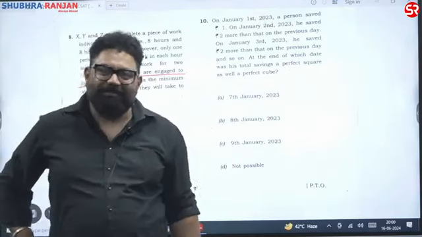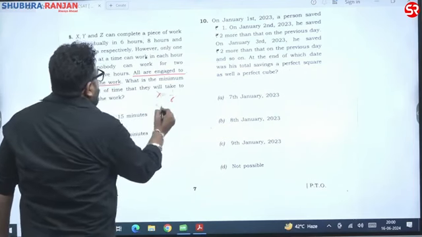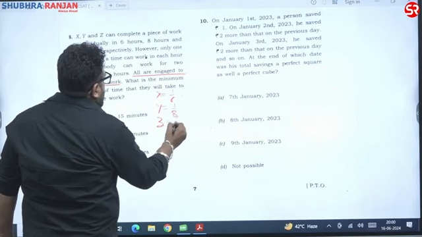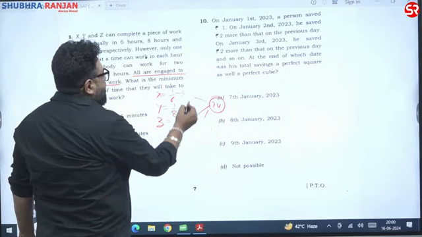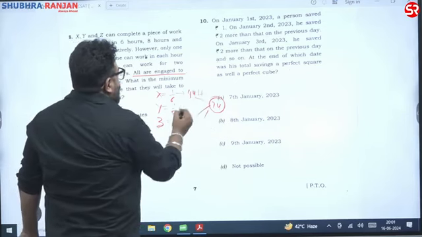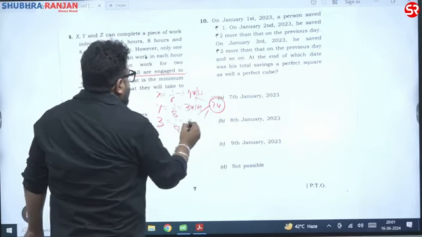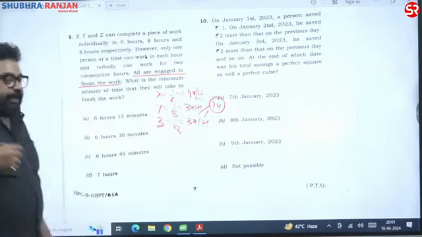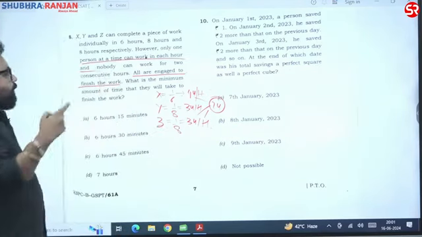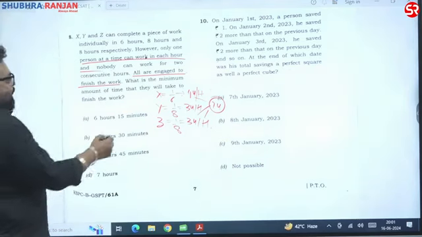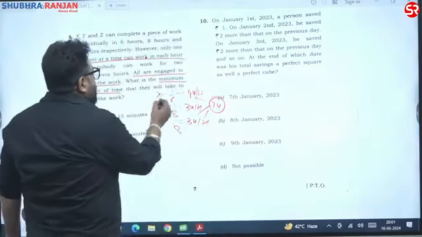Guys, remember, X does 1 by 6, Y 1 by 8, Z 1 by 8, LCM 24 units. So X makes 24 by 6, 4 units per hour, and Y makes 24 by 8, 3 units per hour, and Z again 3 units per hour. Now they have to work. However, only one person at a time can work each hour, and nobody works in consecutive hours. And then again, we want the minimum amount of time, so you have to use X who is efficient.